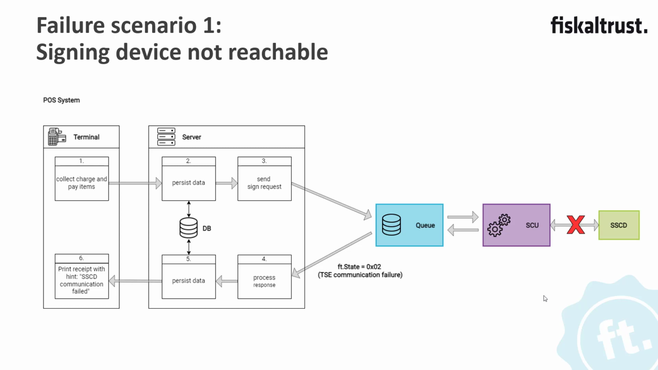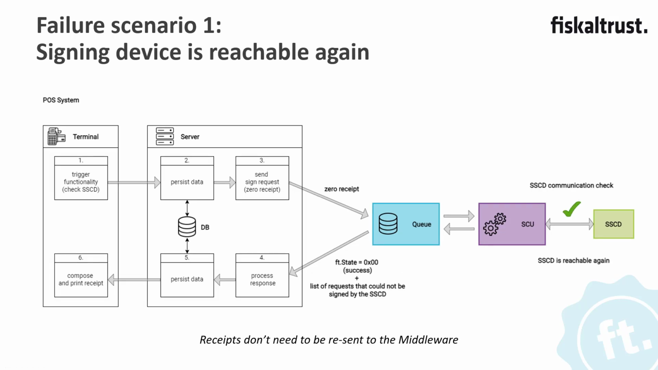And this is signalized by the middleware by adding the FT state hexadecimal 2 to the response. So we have a response property called state. If everything goes well, this is 0, and if it's in failed mode, this is 2. And while the middleware is in failed mode, it will not try to communicate with the SSCD anymore, so that there are no additional delays.